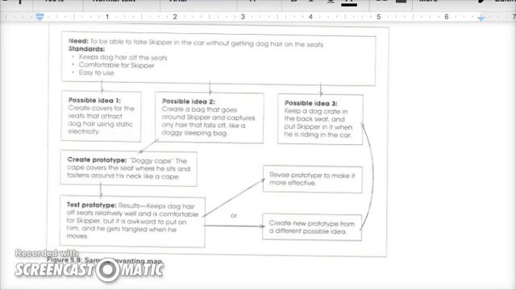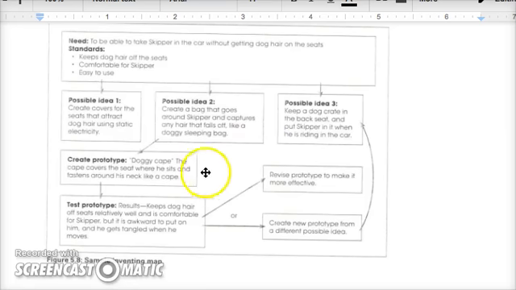It's comfortable and easy to use. So then from there, after you know what you want to do and know what parameters it needs to meet, you can make a list of ideas to achieve that. So after that, you have those possible ideas, and then you can go on to create the prototype.